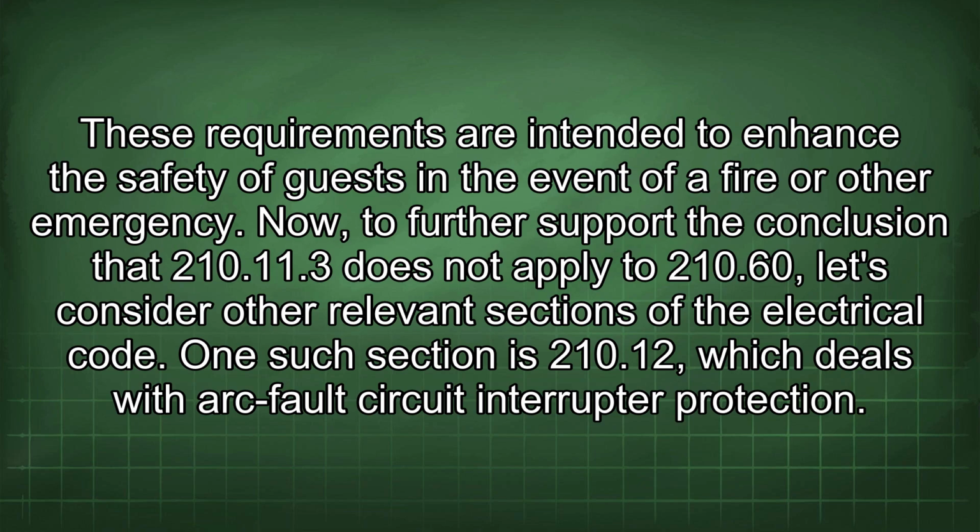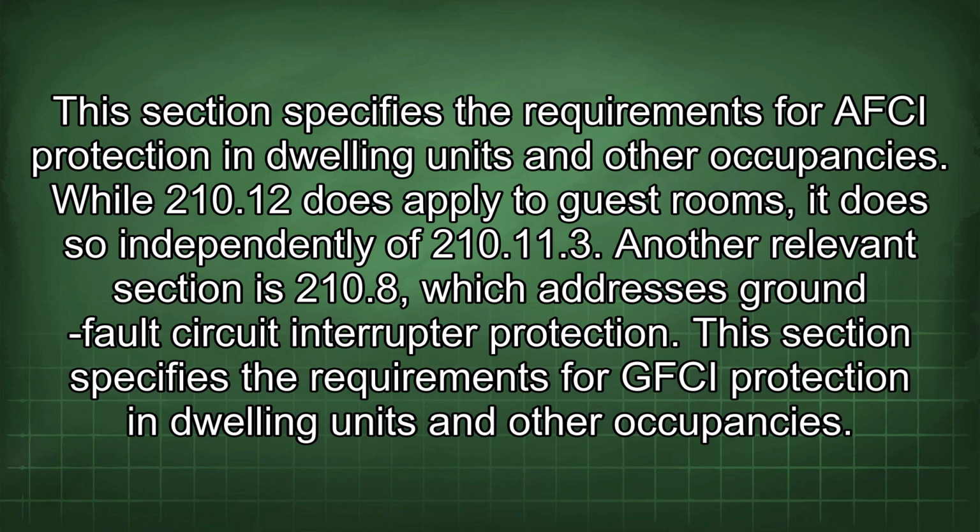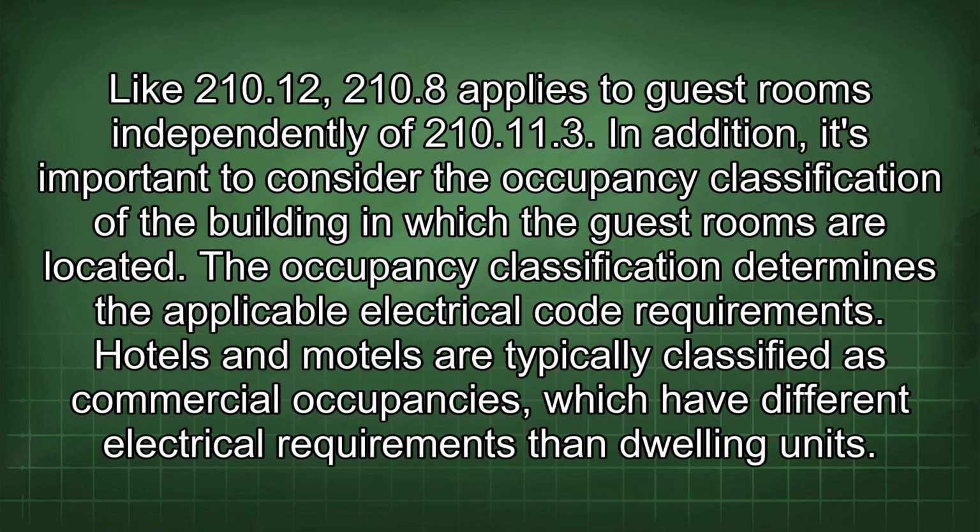of the electrical code. One such section is 210.12, which deals with arc fault circuit interrupter protection. This section specifies the requirements for AFCI protection in dwelling units and other occupancies. While 210.12 does apply to guest rooms, it does so independently of 210.11.3. Another relevant section is 210.8, which addresses ground fault circuit interrupter protection. This section specifies the requirements for GFCI protection in dwelling units and other occupancies. Like 210.12, 210.8 applies to guest rooms independently of 210.11.3.